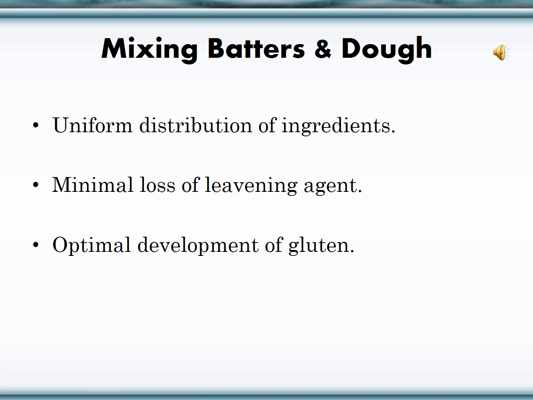When we mix together batters and dough, we develop the gluten and mix the ingredients together. Some care is required in mixing batters and dough because in order to create a bread product with good texture and good flavor, we must ensure a uniform distribution of ingredients, the minimal loss of a leavening agent, and the optimal development of gluten. The uniform distribution of ingredients means that there is a consistent amount of each of the ingredients throughout the entire bread product. This ensures that the bread has the same texture, flavor, and consistency in every single bite.